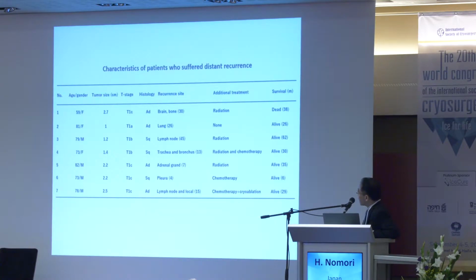This slide shows the characteristics of 7 patients who suffered distant recurrence. This line shows the tumor size. 3 patients had tumors less than 1.8 centimeter. And this line shows the recurrence site: brain and bone, lung, lymph node, trachea and bronchus, adrenal gland, pleura, and the lymph node and local.